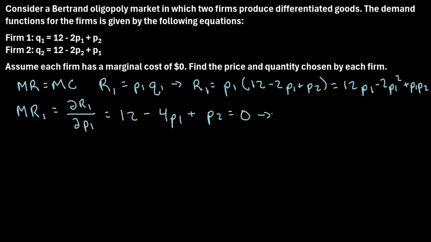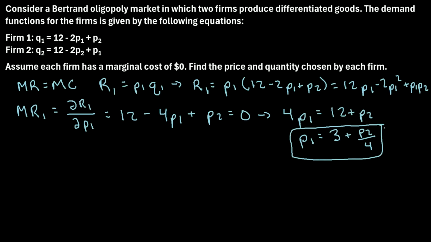If we solve for P1, we'll find that 4P1 is equal to 12 plus P2. To solve for P1, we can divide every term by 4. So P1 is equal to 12 divided by 4, that's 3, plus P2 divided by 4. This is known as our reaction function for firm 1. This function tells us the price that firm 1 will choose based on the price that firm 2 chooses, this P2 right here.